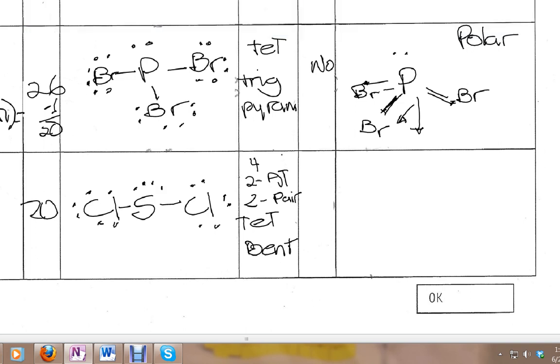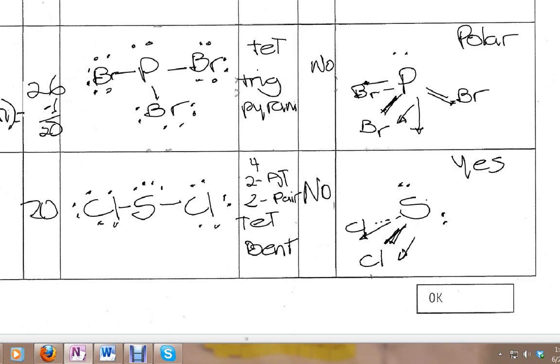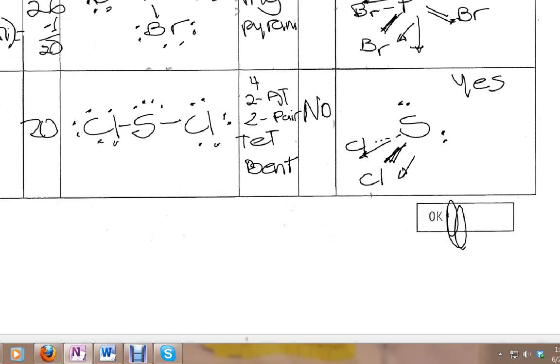Here it is. So isomers, no, right? And then let's do polar. Yes, it is. You have four domains and different. So it's going to be S on this side, one chlorine, on the other one, the other chlorine. And the directions of the polarity are going down. So that's it for this one. And we're done.